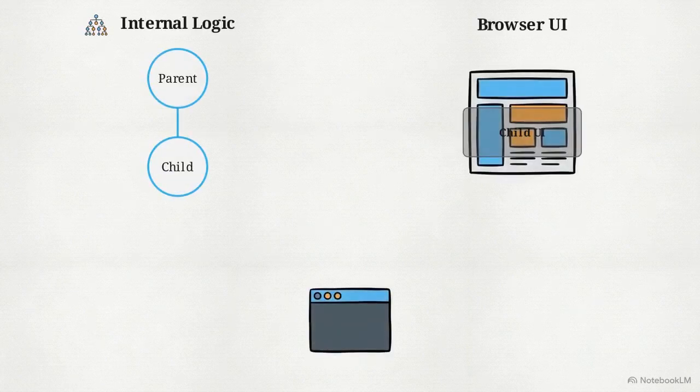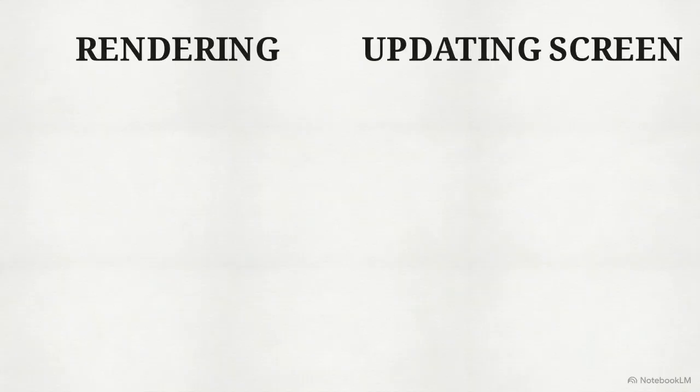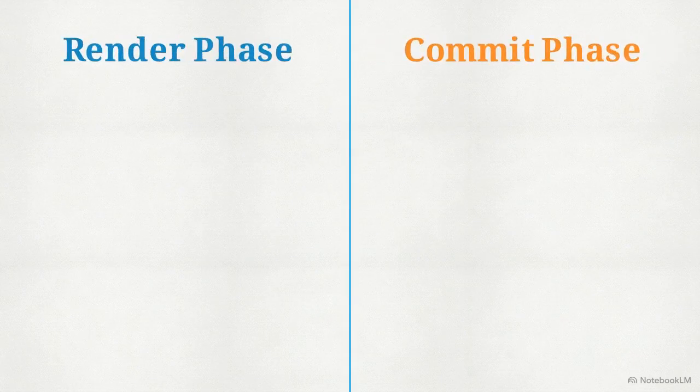You build a React app. A parent component updates. Down in your console, a nested child component logs the word rendered. But you look at the screen, and the child's UI hasn't changed at all. It is easy to assume that rendering means updating the pixels on the screen, but React separates these into entirely distinct operations. Rendering does not mean updating the screen.